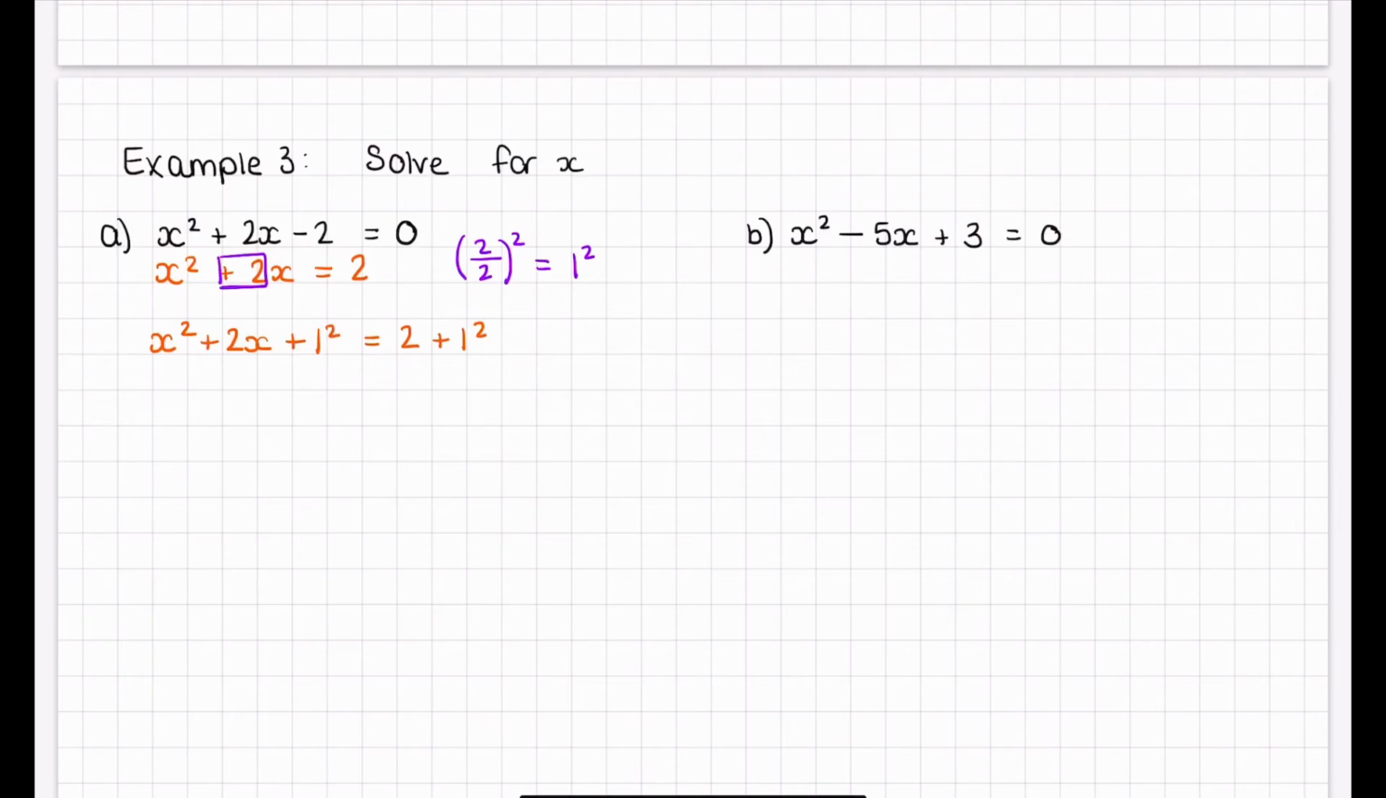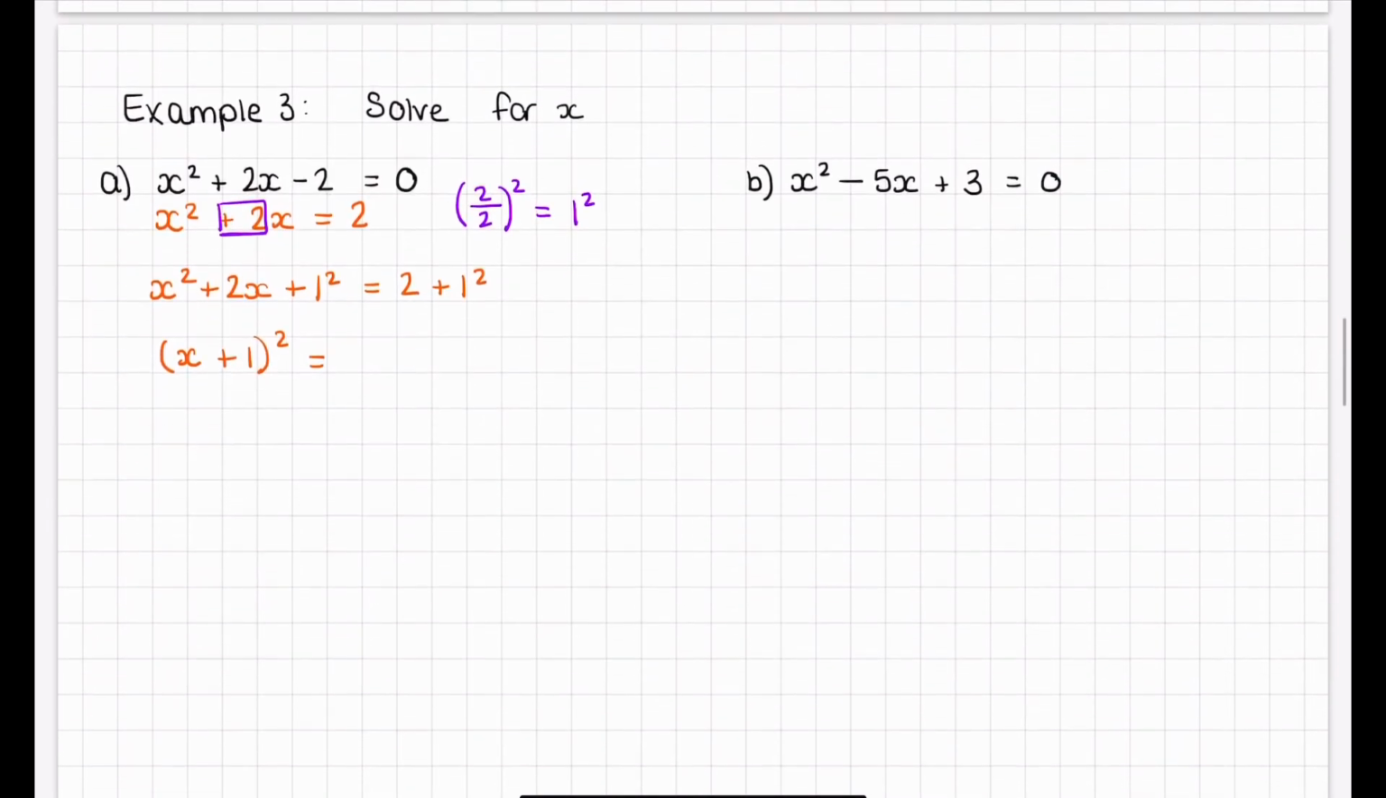We can create our perfect square. So it's going to be x, whatever that number squared is. So it's a 1, so it's going to be plus 1 all squared equals 2 plus 1 squared, which is 3. And now we can solve it. So we can get rid of the squared, so it will be x plus 1 equals plus or minus the square root of 3. Then x equals plus or minus the square root of 3 minus 1. And there's your answer. And remember, if you want, you can write out the two solutions with the plus and the minus, but you don't need to.